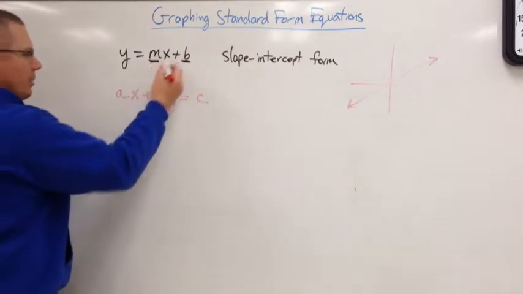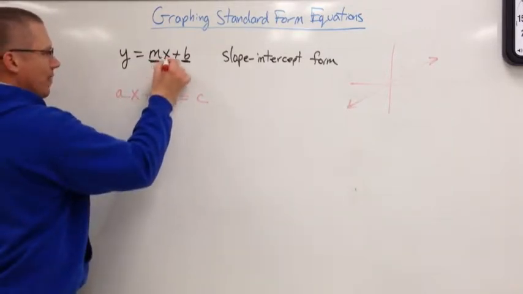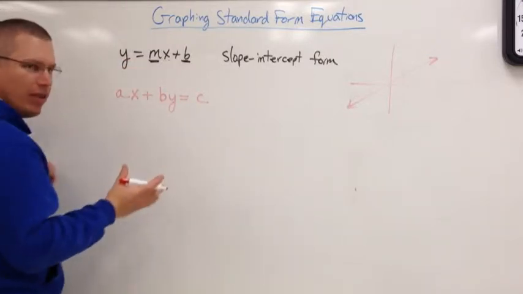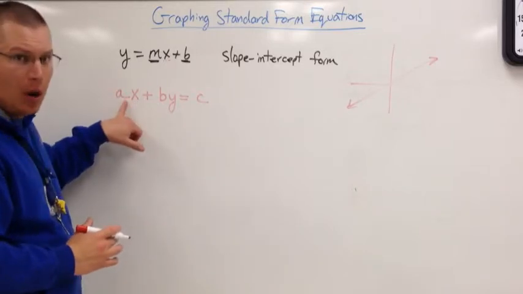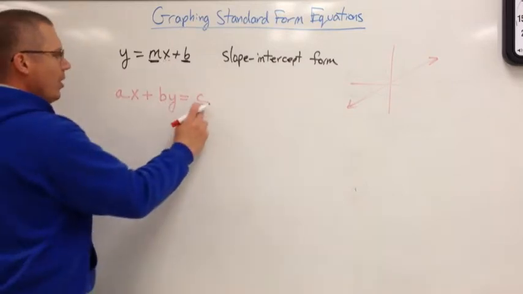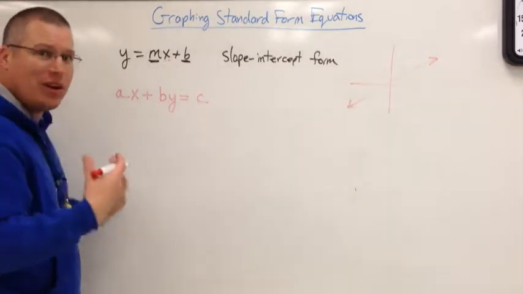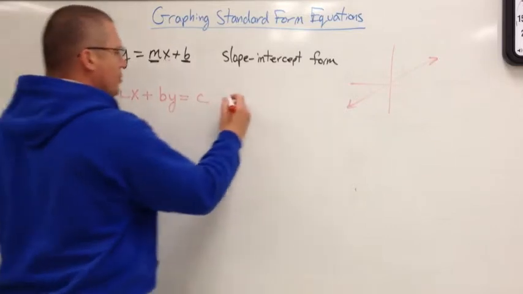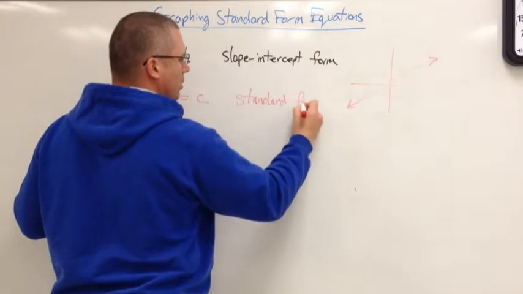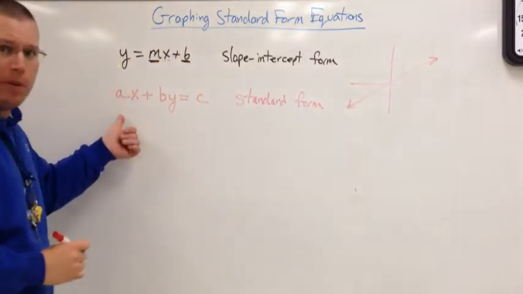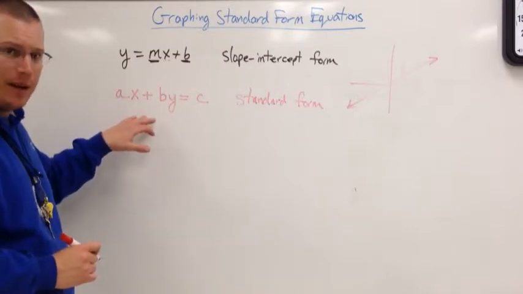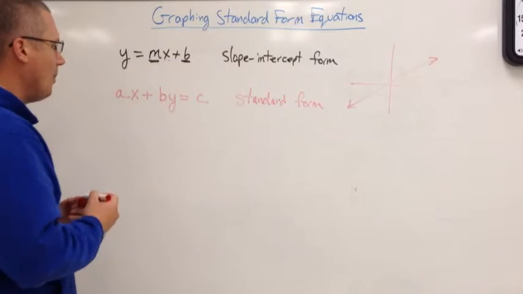Similar parts. I still have my x, I still have my y. What's different though is the coefficient in front of the x isn't necessarily your slope anymore. And the plain number over here is not necessarily your intercept anymore. This is your standard form. Now this does have its own purposes. This does make a lot of other mathematical situations very easy because of how it's set up. We'll talk more about that at a later point.